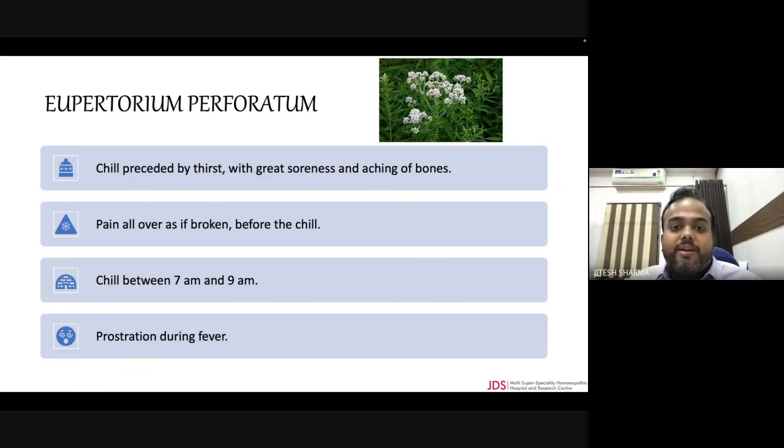Next, Eupatorium perfoliatum. Chill preceded by thirst with great soreness and aching in the bones. Chills between 7 a.m. and 9 a.m., so early in the morning chills. And they are extremely prostrated during fever. They feel a lot of soreness in the body, pain all over as if broken. That is before the chills. So before the chills, they have extreme body aches.